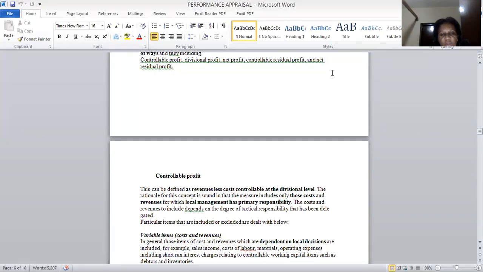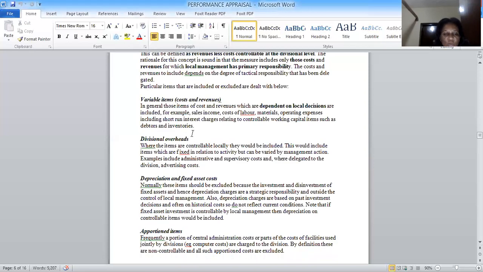Under controllable profits, the division will consider the revenue they have generated. They will take away the cost they have incurred, which is within their control. So controllable costs at the divisional level, they will consider that. And then the difference will give them what? Their profits. So that is the meaning of controllable profits. Under that, we have some items that will go into the calculation, like variable items, divisional overheads, and so forth. These ones, you have to read them on your own.